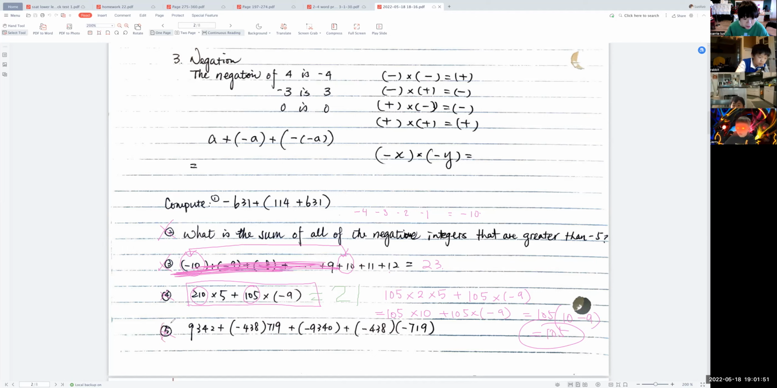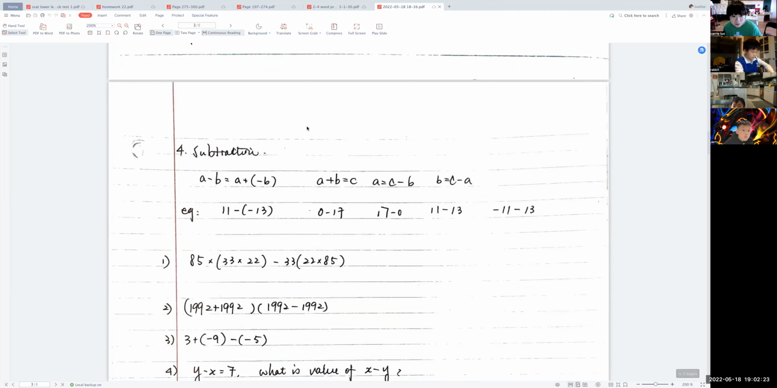Okay, so number five is also a little bit complicated, right? But if you take a look at this one, we have 9342, we have a negative 9340, so it equals 2 here. And this one is negative 438 times 719 and plus positive 438 times 700. So they are gone. So the answer is 2. Very good. Good job. Okay. Only the number 4, we need a little bit help.